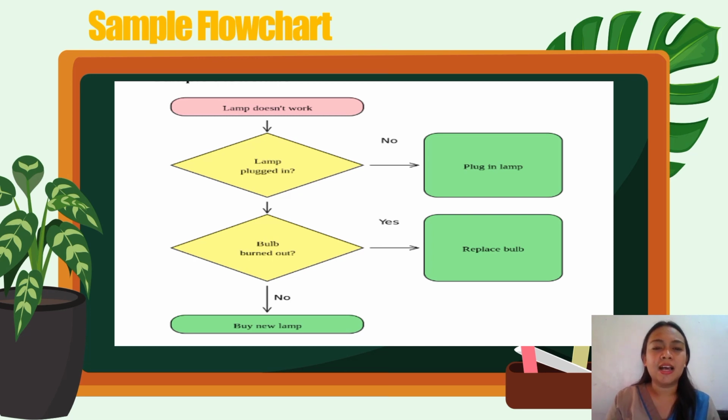And then, after all this decision, kapag ka naman no, pareho, okay, so you have to buy new lamp. Diba? So, kapag ka na-plug in na natin, tapos wala naman nangyari, kunyari, naka-plug in naman na, pero hindi talaga nag-work. Yung bulb, hindi naman burned out. So, ano ang gagawin natin? So, this will be the end. Buy new lamp. Alright? So, that's an example of a flowchart.